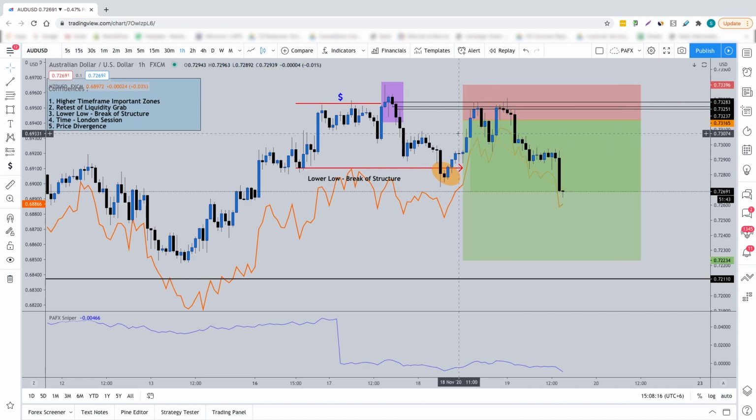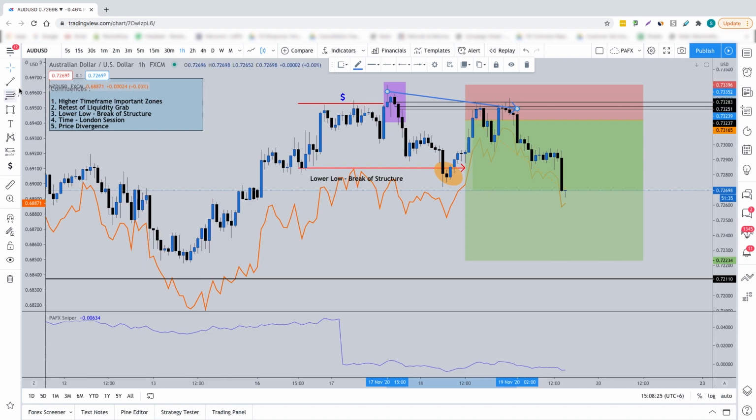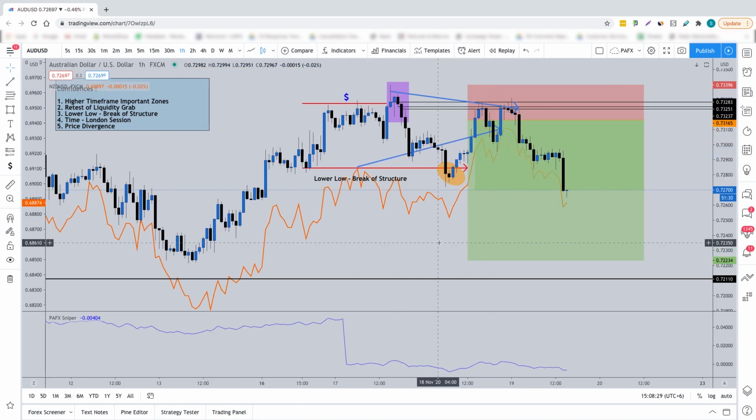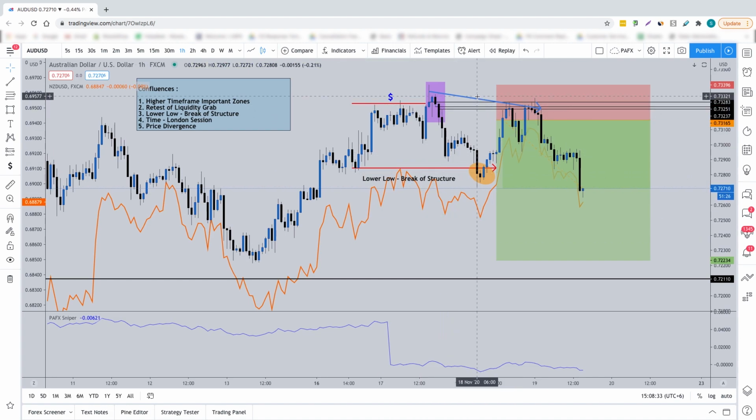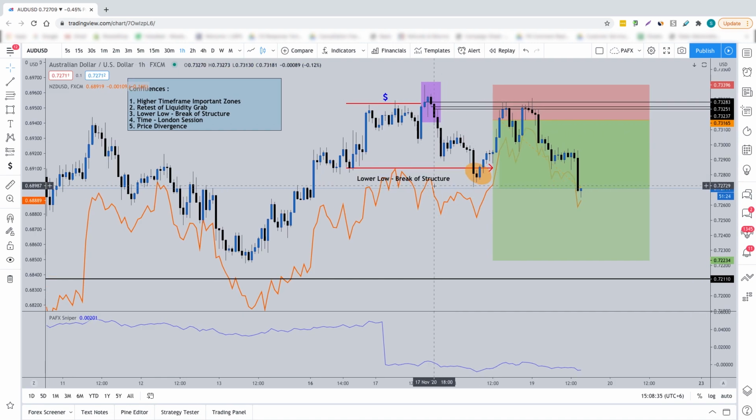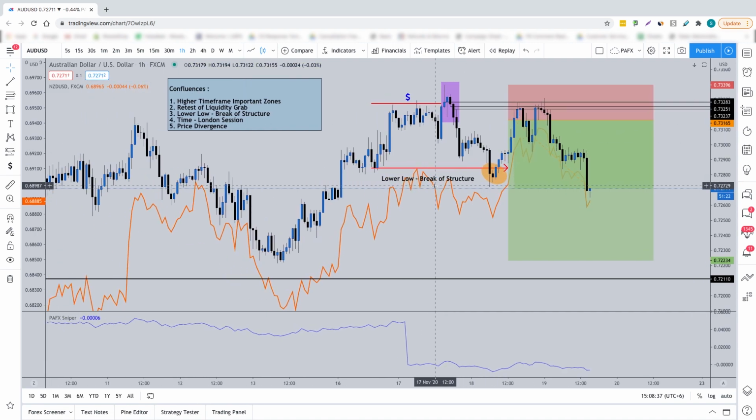That signified that Aussie USD was actually getting weak compared to NZD USD, and that is another confluence that we had. So we had a significant piece of confluence right around here: the fact that there was price divergence in the charts for Aussie dollar versus Kiwi dollar. Okay, so moving on to the next confluence, which is a very special confluence.